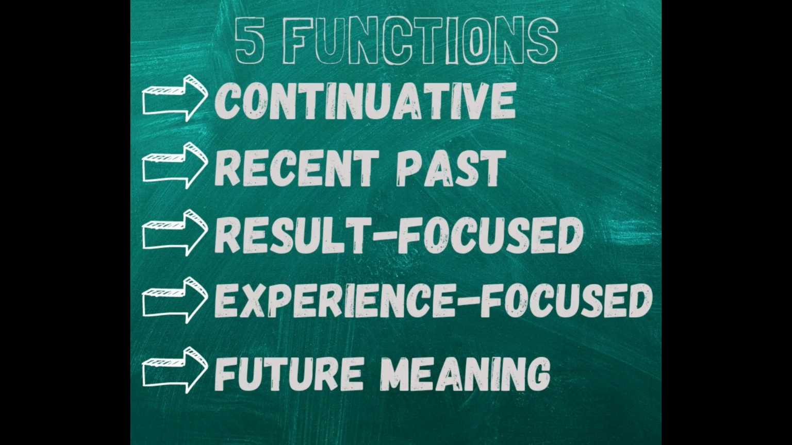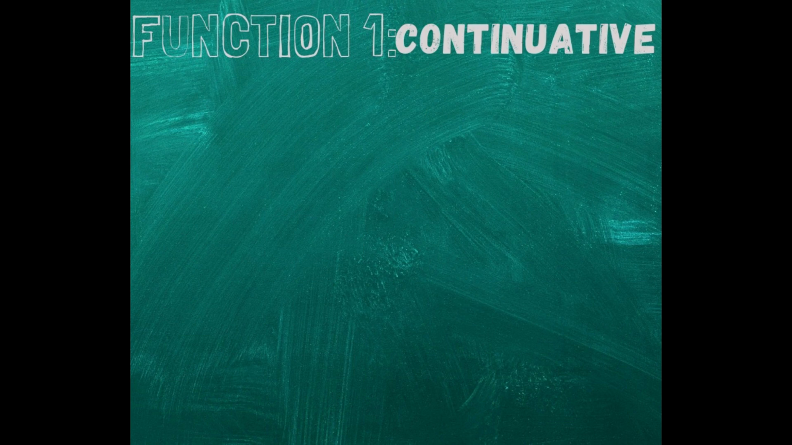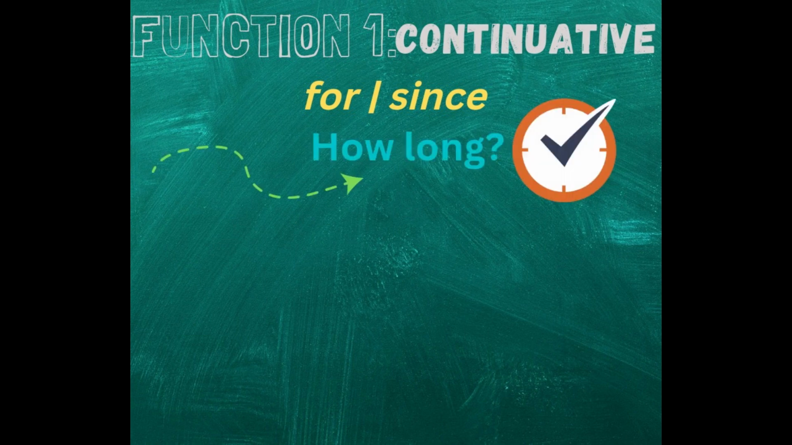The first one is called the continuative present perfect. In this function, the situation is still true or still happening at the moment. The action still continues. We often use the words for and since in this function. The emphasis of this is on how long the action has been going on up to the present. Let's take a look at some examples.